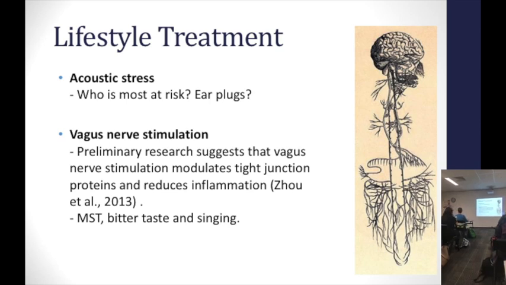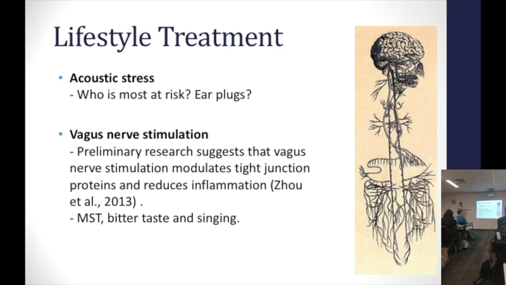Vagus nerve stimulation. Have we all heard of vagus nerve stimulation? Do we have any MST practitioners in the room? Early research suggests that stimulating the vagus nerve modulates tight junction proteins and reduces inflammation. We know that the vagus nerve starts up here and cascades all the way down over our digestive system. For those of you who are seeing clients at the moment, speak with an MST practitioner up in clinic about what they can do to stimulate the vagus nerve. They can actually put electrodes in the ear, which stimulates the vagus nerve.